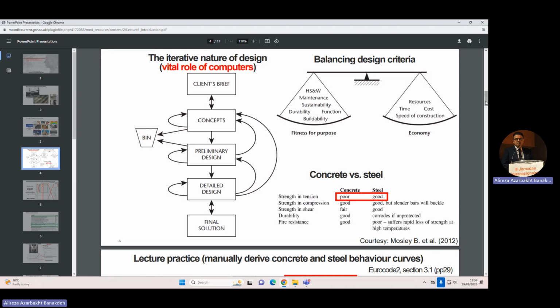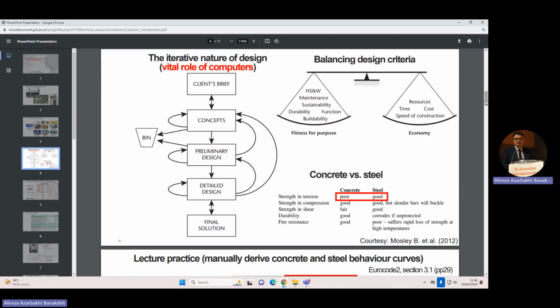Sorry, buckling is not here, buckling is here. For strength in compression, concrete is good. But steel is good if buckling is not a problem. If you come up with a solution for the buckling, the steel is also good. But buckling still needs some kind of stiffeners or additive members to restrain the system from buckling.